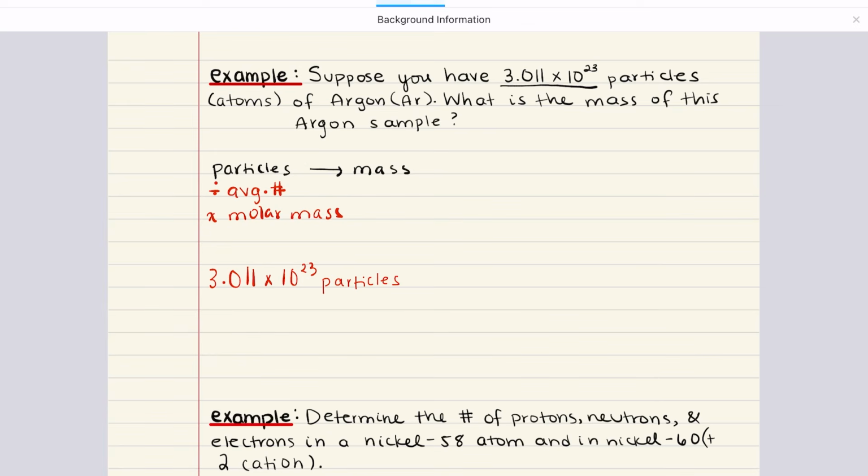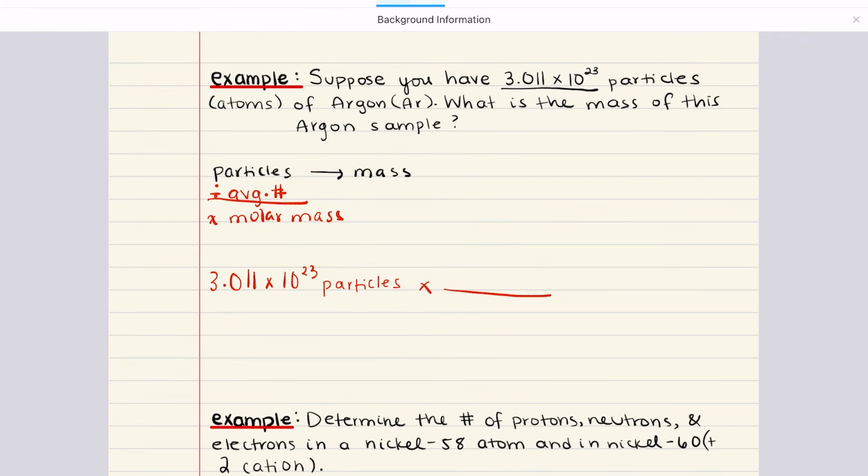Now, in order to convert from particles to mass, there's an intermediate step where we go from particles to moles by dividing by Avogadro's number. And in order to do that, well, we know Avogadro's number is 6.022 times 10 to the 23 particles per 1 mole. Right? That's our relationship. And what you notice here in this setup is that particles are going to cancel out. We're left with units of mole, but we're not done because the problem is not asking for moles, it's asking for mass. So then we do our last step, which is multiply by molar mass.